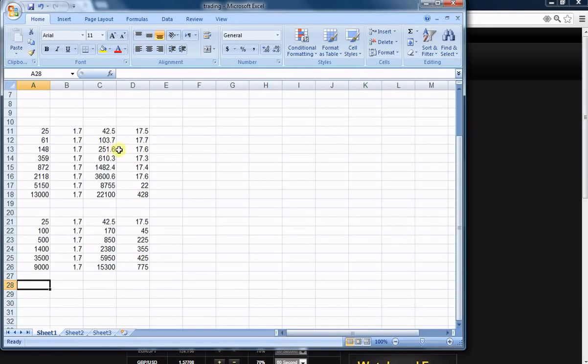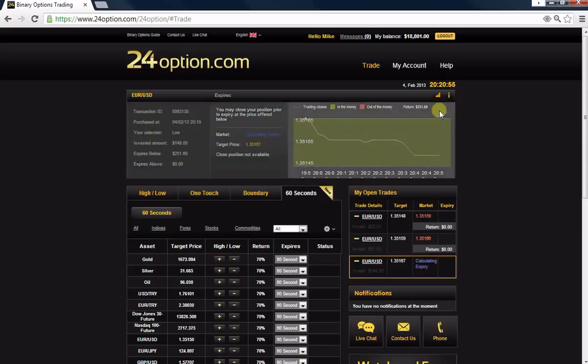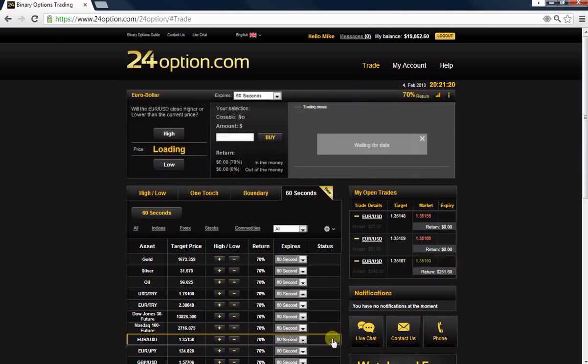$148. That's a return of $251. However, we invested $61 and $25 previously, and the 148 you have to take into account. So we're going to have $17 profit here. Okay, so $251.60. We won that trade. We made back what we previously lost in the previous trades of $61 and $25, and now we've boosted our balance to $19,052.60.